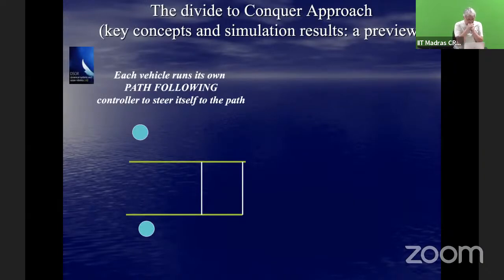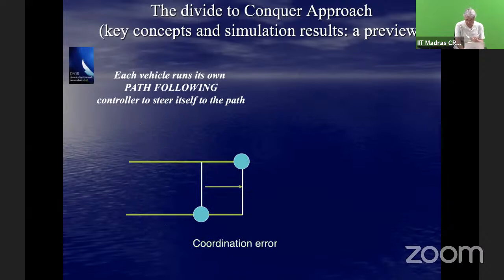So what is the solution? At the conceptual level, the solution is easy. Analytically, it becomes a little bit more complicated. You do what we call the divide and conquer approach, okay? So you have the different vehicles, you have many paths. Let's not get mixed up. Each vehicle runs its own path following algorithm to start with. So this one goes there, this other one goes there, that one goes there. So that's what you do.